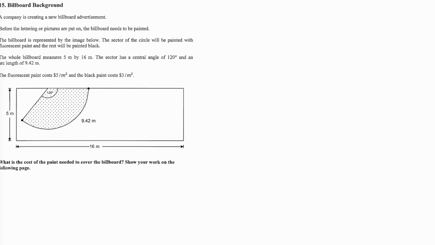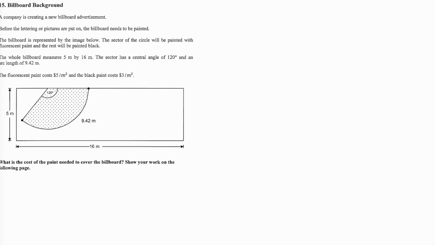Question number 15, billboard background. A company is creating a new billboard advertisement. Before the lettering or pictures are put on, the billboard needs to be painted. The billboard is represented by the image below. The sector of the circle will be painted with fluorescent paint and the rest will be painted black.